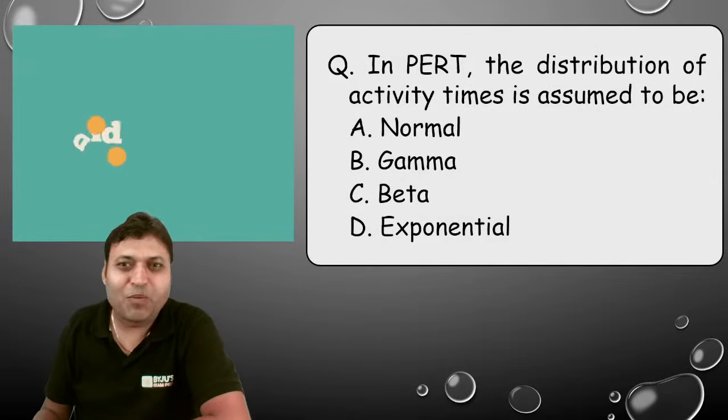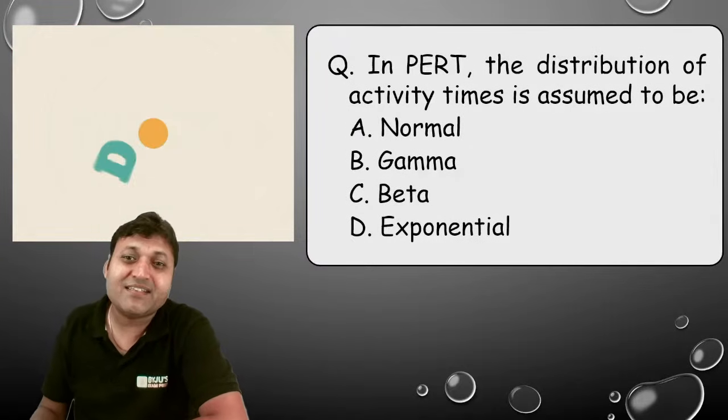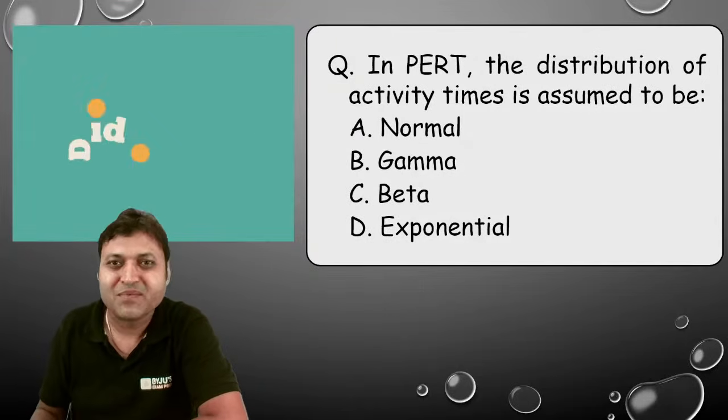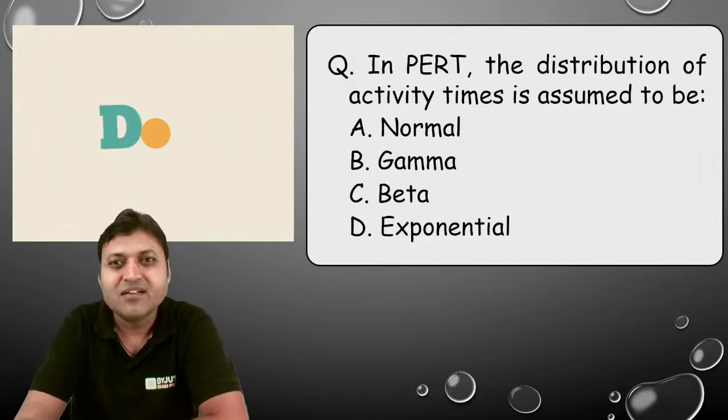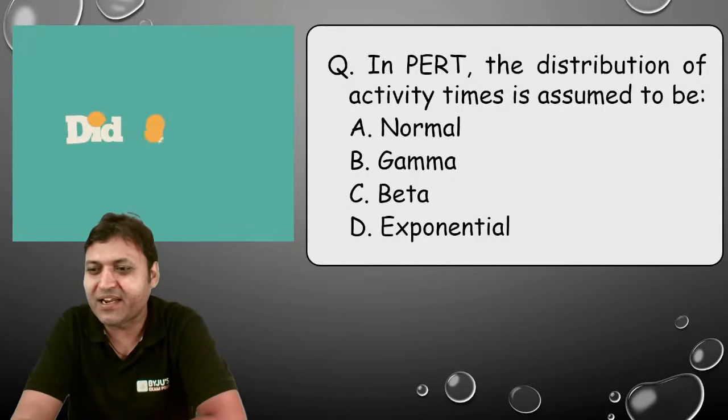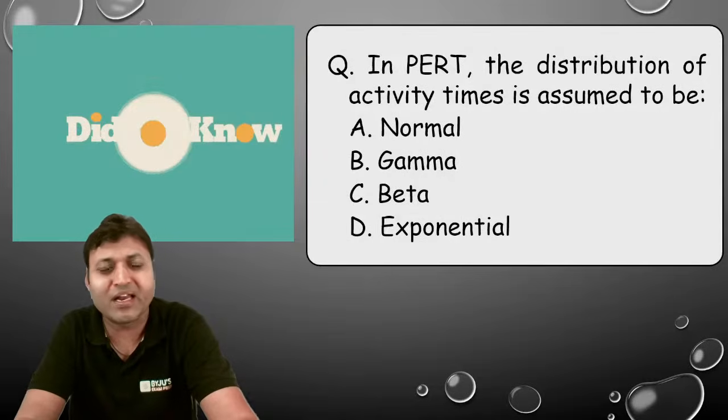What do you know about PERT? In PERT analysis, the distribution of activity time is assumed to be... Which distribution is assumed in PERT analysis for the activity time duration? What is your answer? Quickly do let me know.